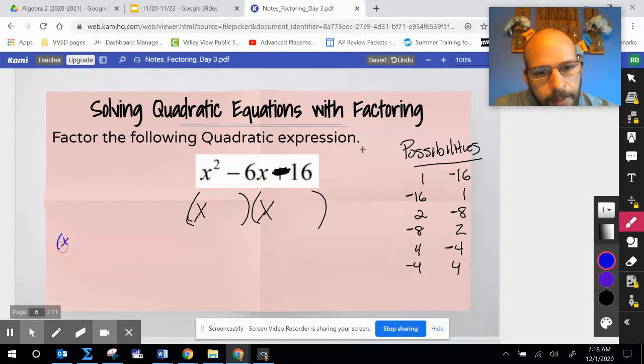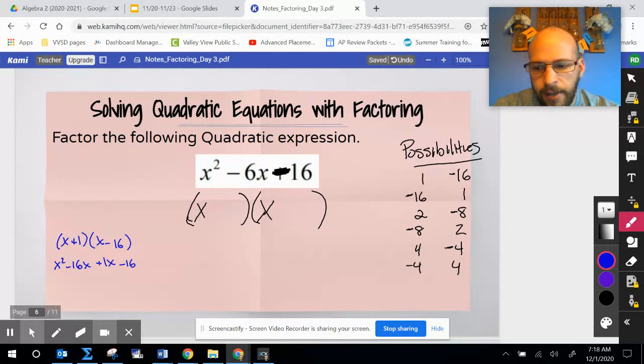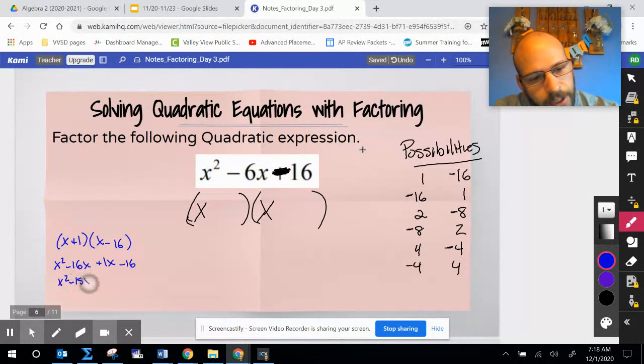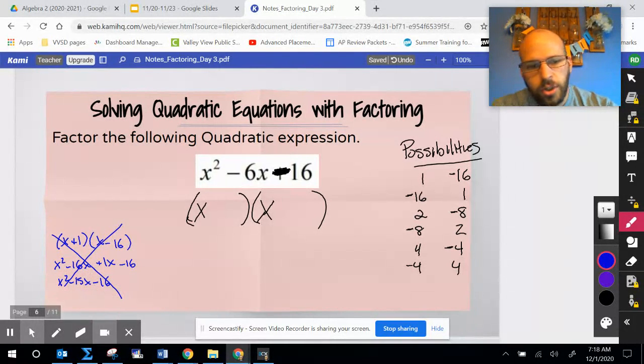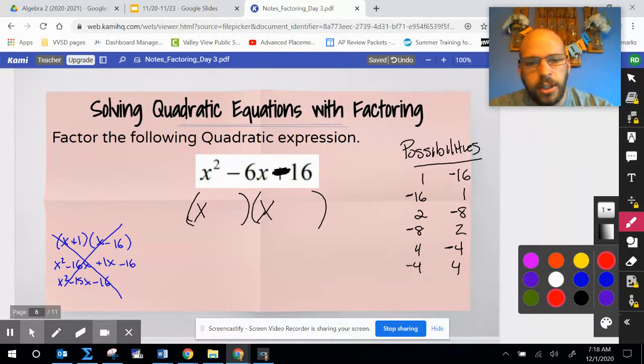So I can start at the top. I'm a little worried about that 16 though. I think it's going to be too big, but we'll see. So I did a plus 1 and a minus 16. X times x is x squared. X times a negative 16 is a negative 16x. 1 times x is a 1x, and 1 times a negative 16 is a negative 16. If you combine your like terms, okay, I get x squared minus 15x minus 16. That does not match, so we need to go to the next option here.